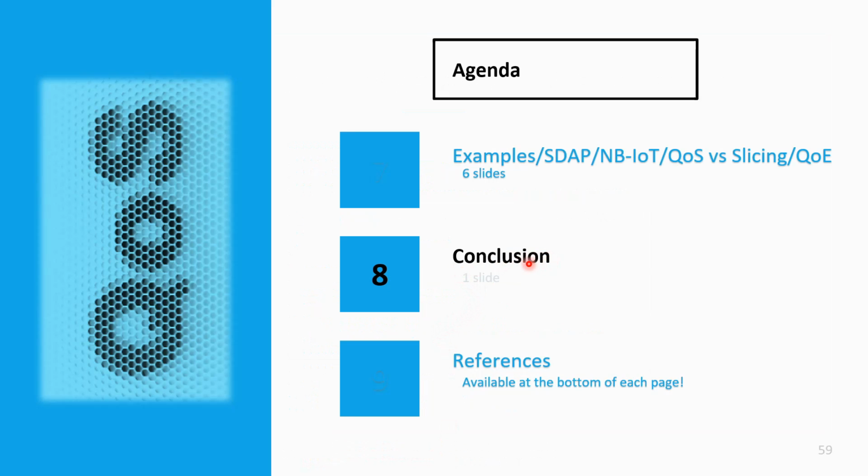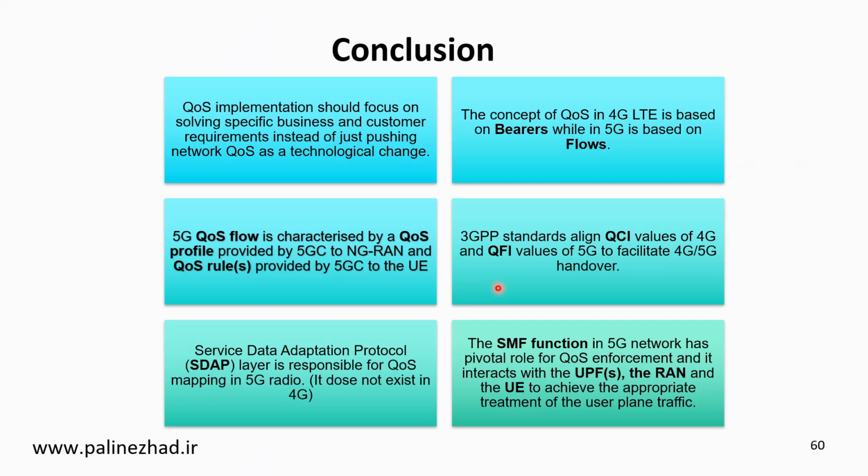Now we go to the conclusion. In the previous chapter we had examples: SDAP, NB-IoT, QoS fuzzy slicing, and QoE in 6 slides, and I added one slide. Now it's 7 slides. The last slide was the recommendations for upgrade from EPC to EPC Plus. Conclusion is our last slide. We had a lot of content, but here are just some notes so that we can see how things changed in 5G and what important things we have.